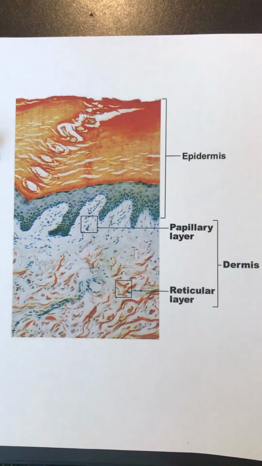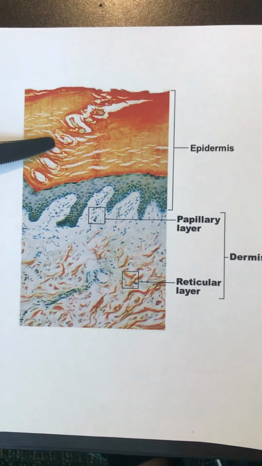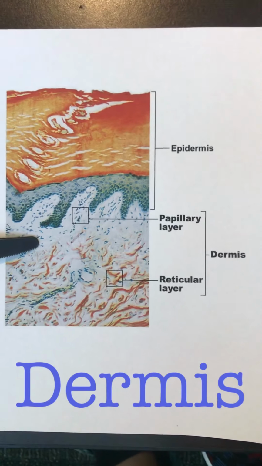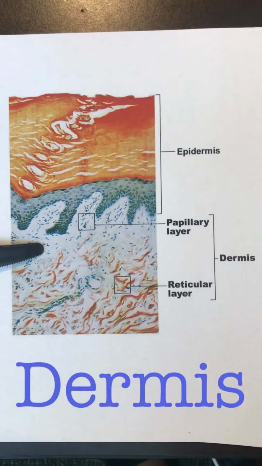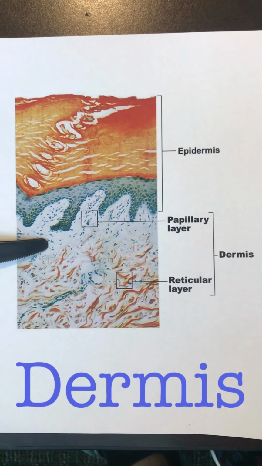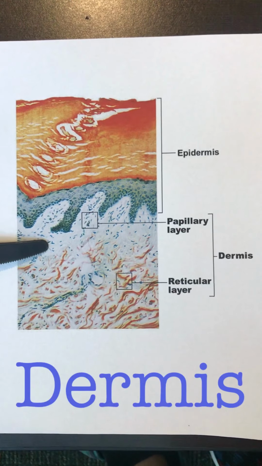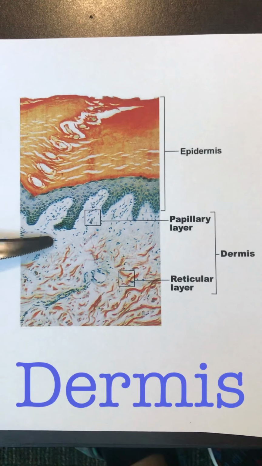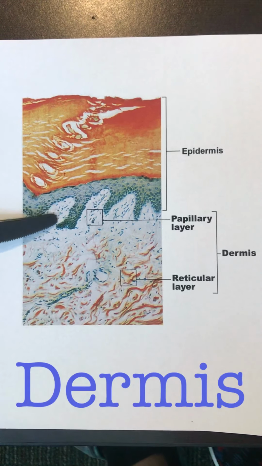The region that underlies the epidermis and was also stabbed is called the dermis. The dermis is made up of mostly fibrous connective tissue and is vascular. It contains nerves, blood vessels, and lymphatic vessels. It also contains epidermal hair follicles, oil glands, and sweat glands. The dermis has 2 distinct regions, which include the papillary layer and the reticular layer.